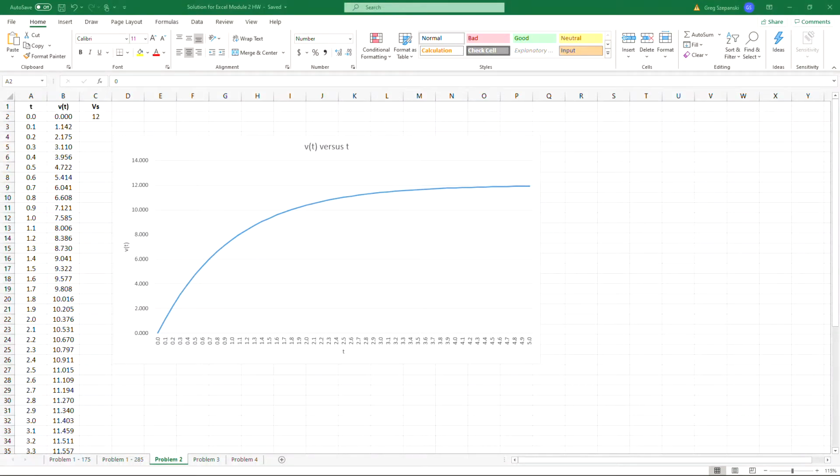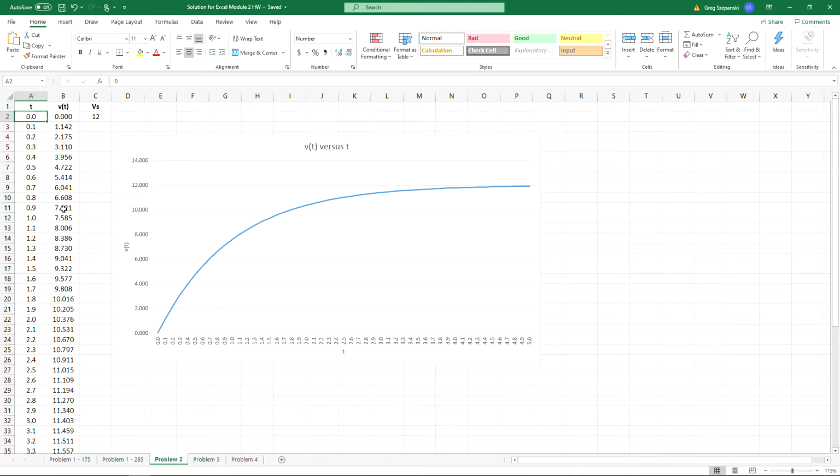Hi all, so this is Excel module number 2, homework problem number 2. For this particular problem, you were given an equation of voltage over time, and you were asked to implement that equation and do some calculations for various times with an initial condition associated with it. So I did very similar to problem number 1.